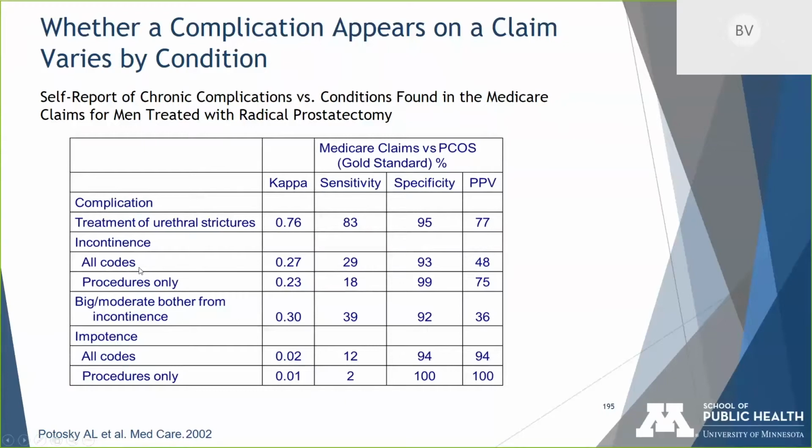identified. On the other hand, something like incontinence was less likely to be found in the claims, and impotence was even less likely to be found, unless there was a procedure associated with it. If there was a procedure, you could be very sure they had impotence, but if there was not a procedure, then it was much more difficult to actually find within the claims.